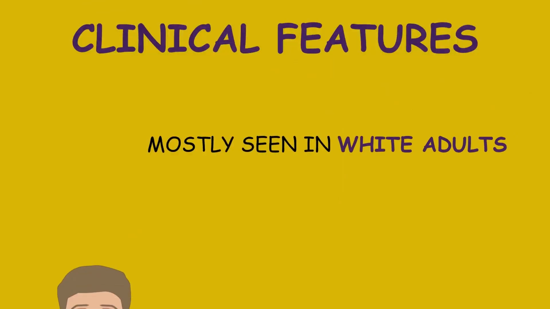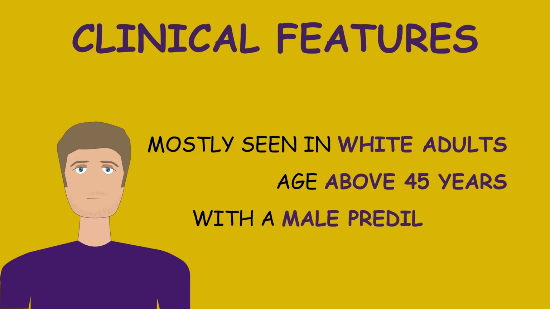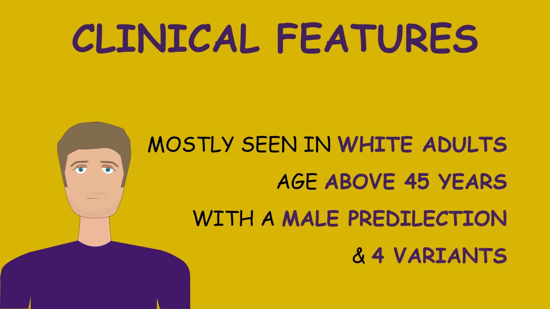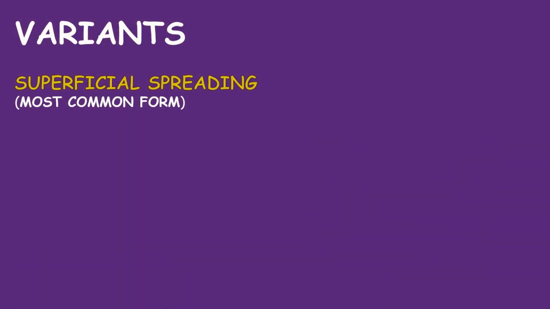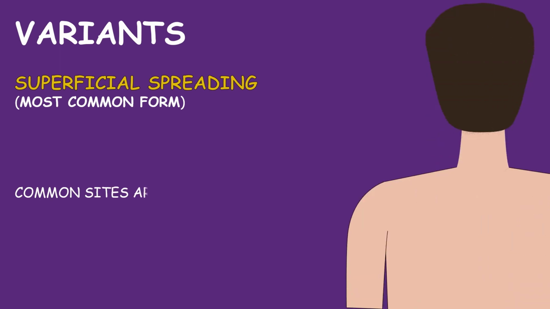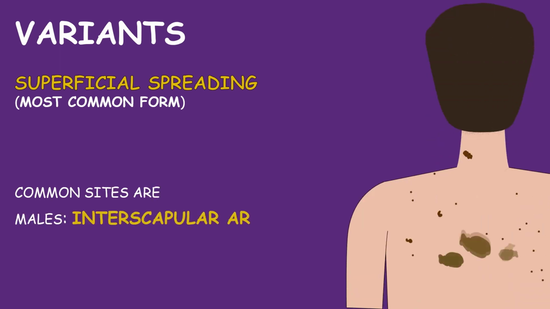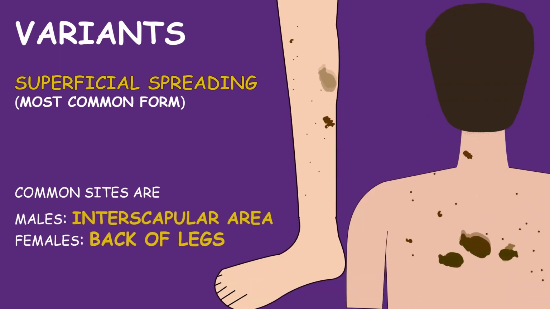Melanoma is seen mostly in white adults above 45 years of age with a male predilection and four variants. The first variety being discussed is superficial spreading, which is the most common form of melanoma. The most commonly affected sites include interscapular area in males and the back of legs in females.